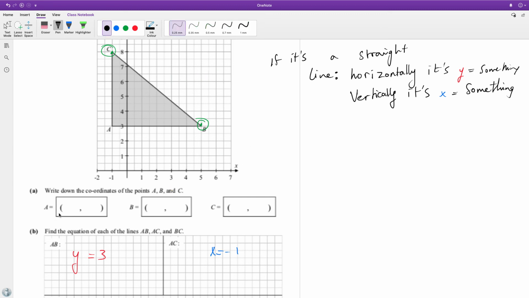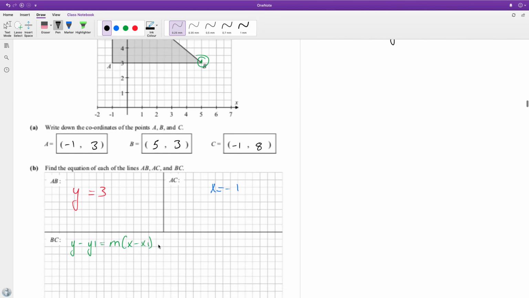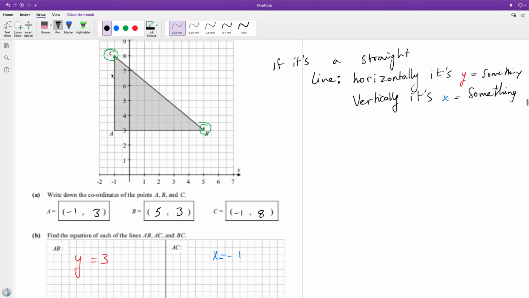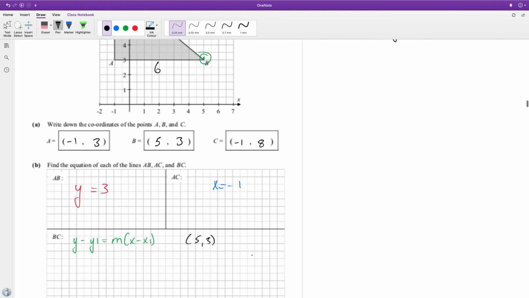Right, let's have a little look at it. A is the point minus 1, 3. B is the point 5, 3. And C is the point minus 1 and 8. So we use our formula then. We're going to use the point 5, 3. We've got to get the slope first of all. So we're going from minus 1 over to 5, so our run is 6. And what's our fall? We fall from 8 down to 3, so our fall is minus 5. So our slope is minus 5 over 6. Be happy with that?